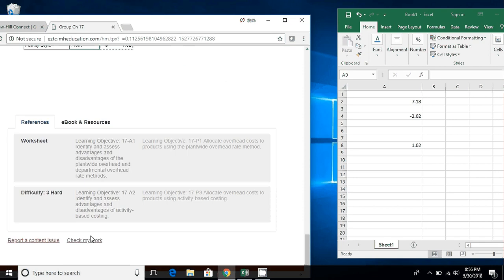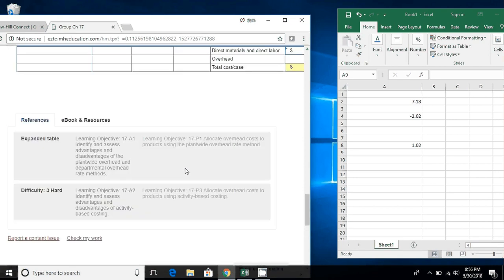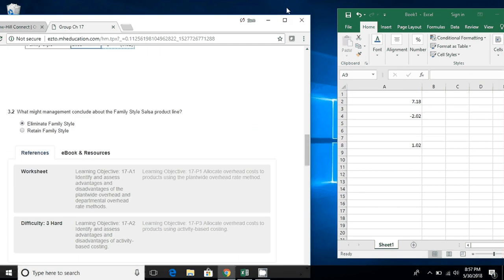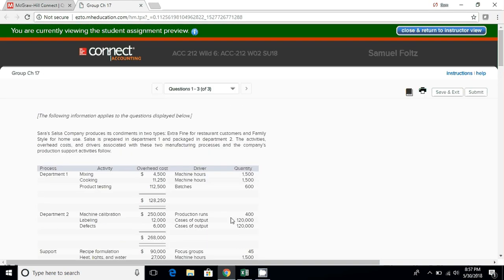Make sure you hit check my work so that everything has hit right. Just make sure you don't have any blanks. Everything says that your answer is complete and correct. And that will conclude our group or practice work for Chapter 17.